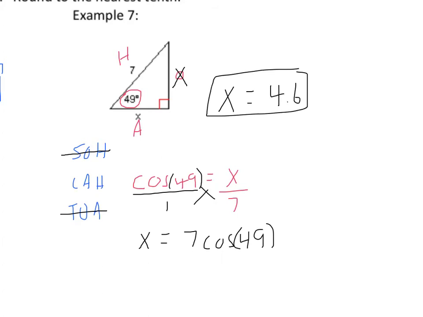A common mistake is for someone to write cosine of 49, and on your calculator you usually get a parenthesis, and then they go times 7 and forget that the parenthesis should be there, and that messes up your equation. So remember to double check your calculations so that you're doing it properly.